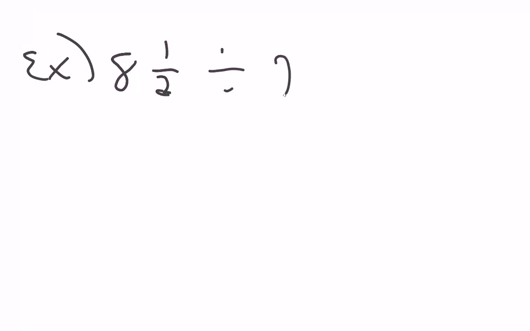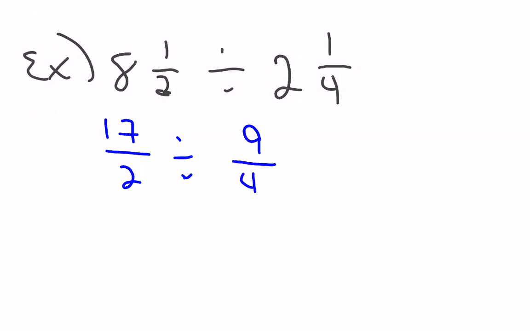Next example, we are going to have 8 1/2 divided by 2 1/4. So again, in this case, we're going to need to convert them. So 8 1/2, so 8 times 2 is 16, plus 1 is 17, so 17/2, divided by 2 1/4, so 2 times 4 is 8, plus 1 is 9/4.